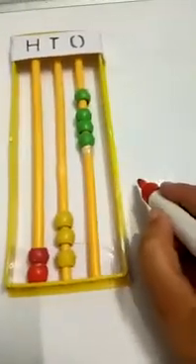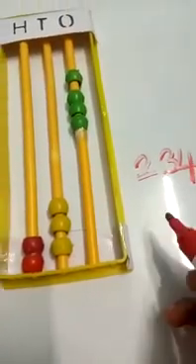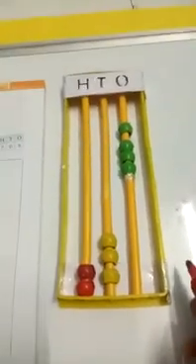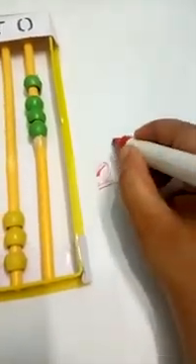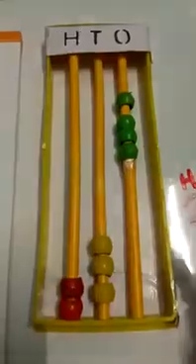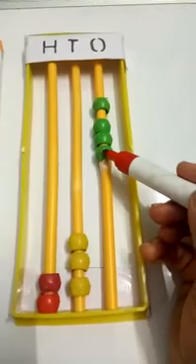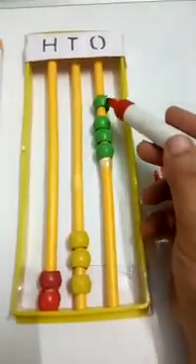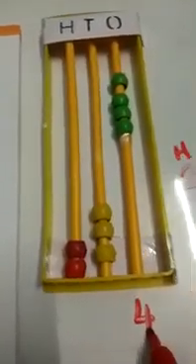The number is 234. 234 means 4 is on ones place, 3 is on tens and 2 is on hundreds. So let's see here on abacus, we have put on ones place 4 beads. 1, 2, 3, 4. So we will write here 4.